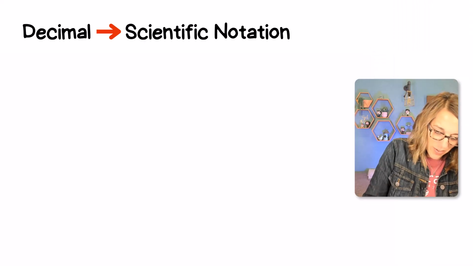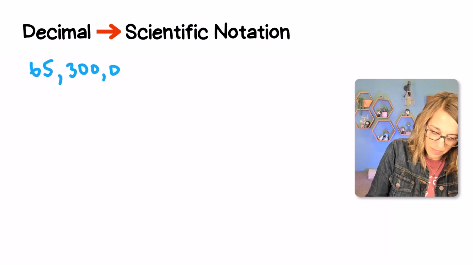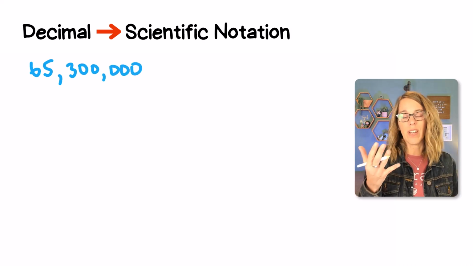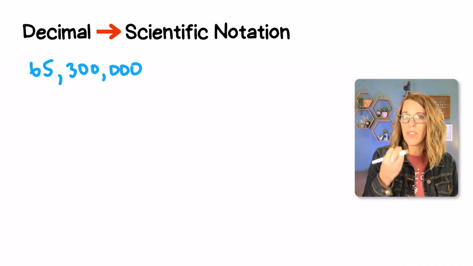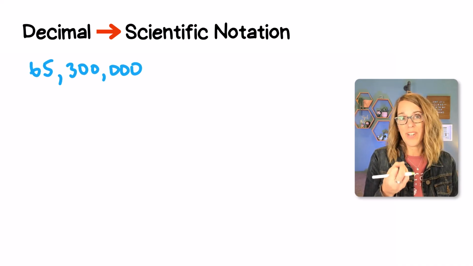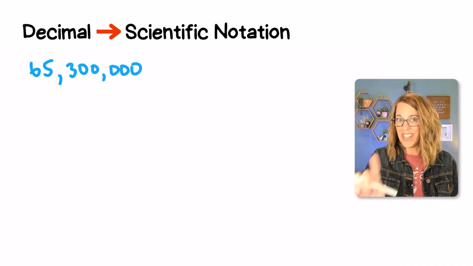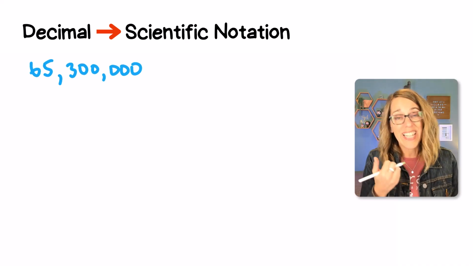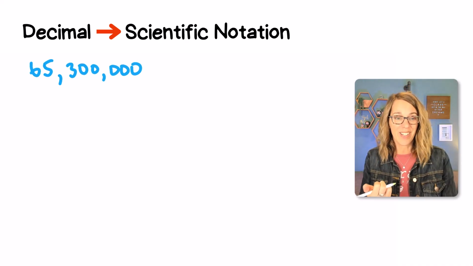Now we want to convert the other way. So this one is 65,300,000. This is a large number. So the very first thing that I notice is that I'm going to end up with a positive exponent on my 10. The example that we're going to do next is a very, very small number, so we're going to end up with a negative number on the exponent.